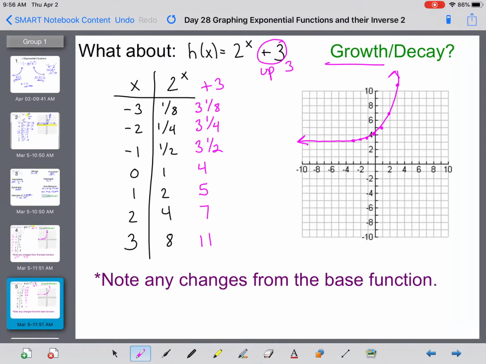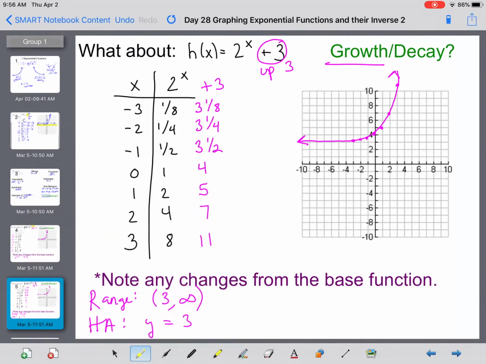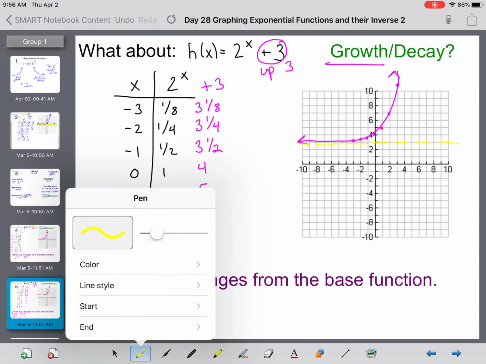And then my changes to my original parent function, well, my range has definitely changed. My y values now get really, really close to 3, and then they're bigger than 3, so 3 to infinity, not inclusive. That means my horizontal asymptote has also changed, and we can see that hopefully in the graph. Let me pick a different color here. We'll kind of just highlight that line. Okay, they get really, really close to 3, but don't actually touch it.